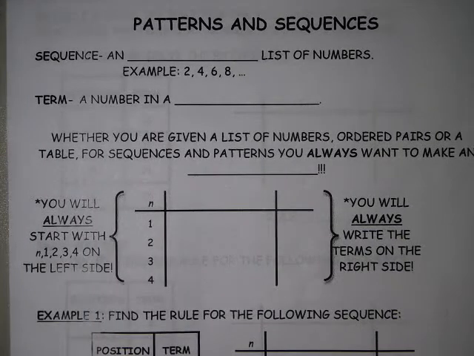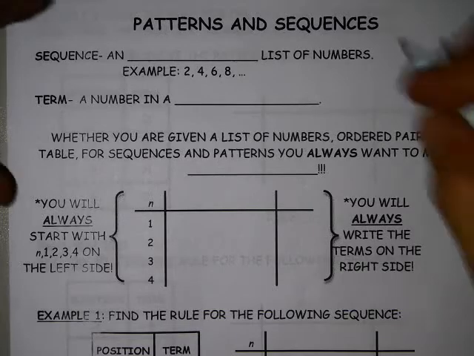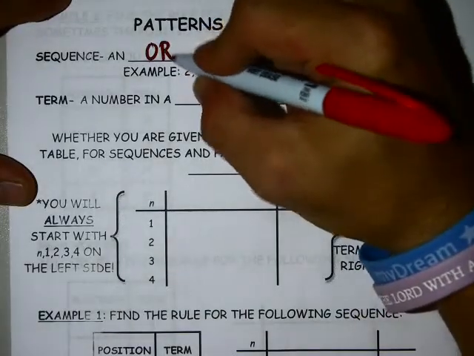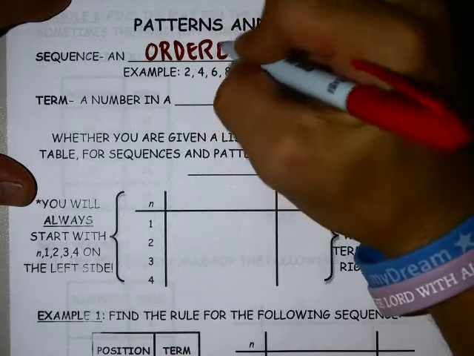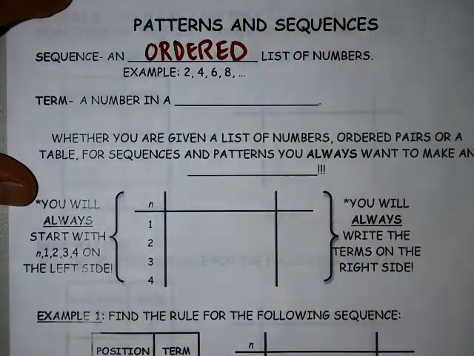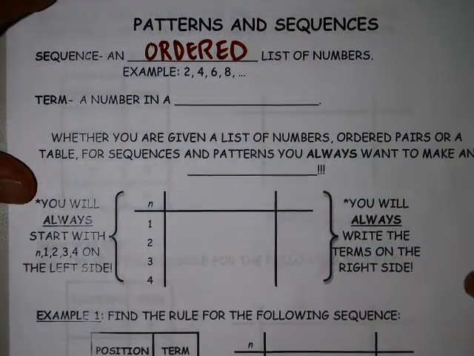I've got your video here for your notes on patterns and sequences, so please get out your notes page and we'll go through this really quick. Here we go. So a sequence is an ordered list of numbers. Hopefully you know that. You've seen these before, I'm sure. 2, 4, 6, 8. That is a pattern where the numbers are going up 2 every time.